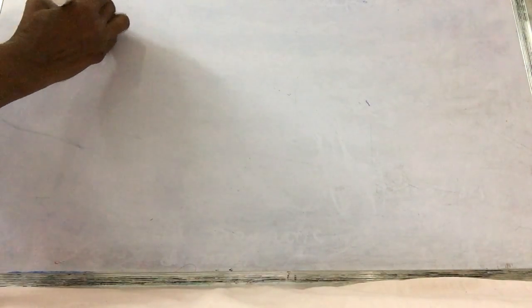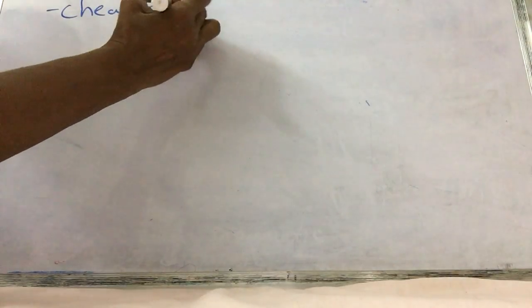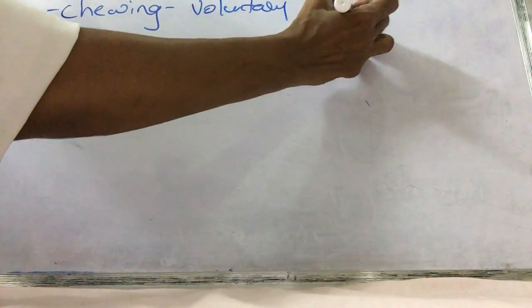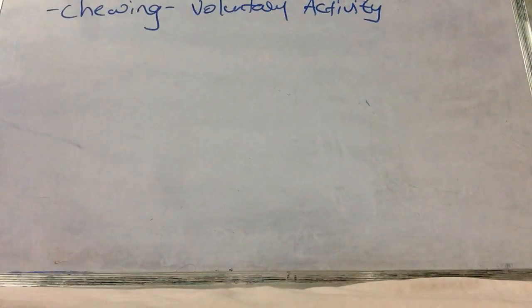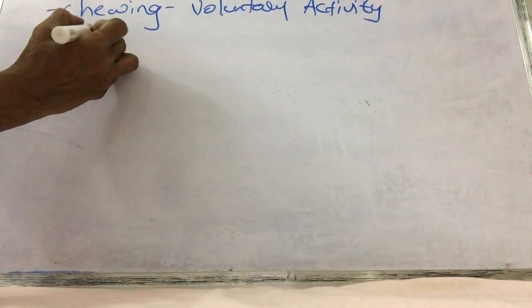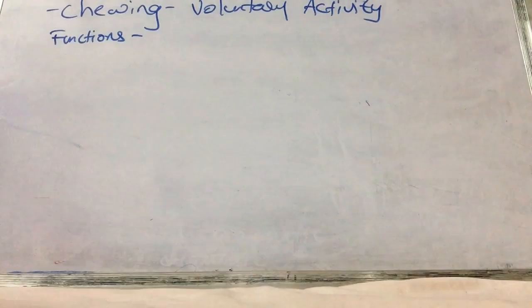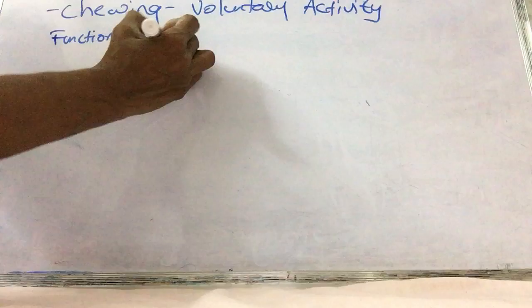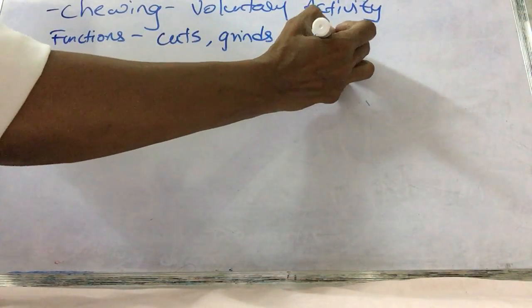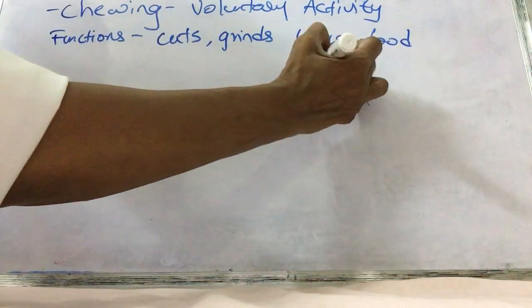And coming to the deglutition part, deglutition is chewing, and it is a voluntary activity. And the functions of deglutition: it cuts and grinds the large food particles.